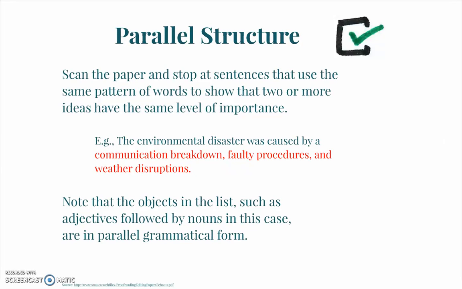Parallel structure. Scan the paper and stop at sentences that use the same pattern of words to show that two or more ideas have the same level of importance. For example, the environmental disaster was caused by a communication breakdown, faulty procedures, and weather disruptions. Note that the objects in the list, such as adjectives followed by nouns in this case, are in parallel grammatical form.